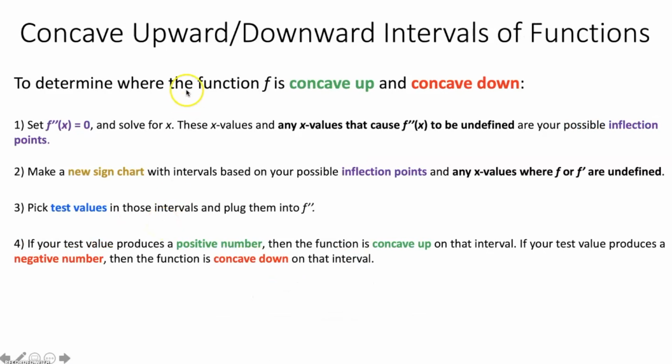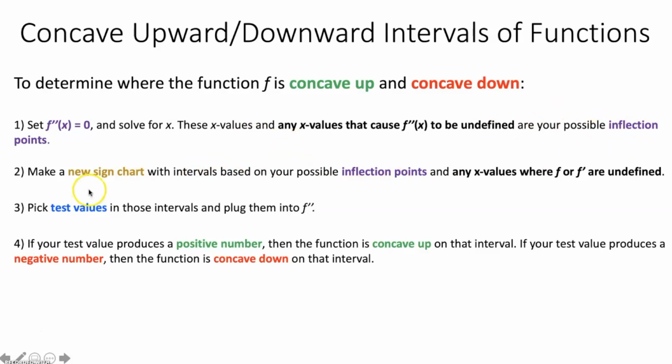Now, to determine the intervals on which a function is concave upward or concave downward, it's very similar to what we did with increasing and decreasing functions, except this time we're using the second derivative. So to determine where a function f is concave up or concave down, we're going to find the possible points of inflection first. To do that, we're going to set the second derivative equal to 0 and figure out any x values that cause the second derivative to be undefined or not exist. Those are going to be your possible points of inflection. We're then going to make a new sign chart with intervals that are based on these possible points of inflection we found in step 1.